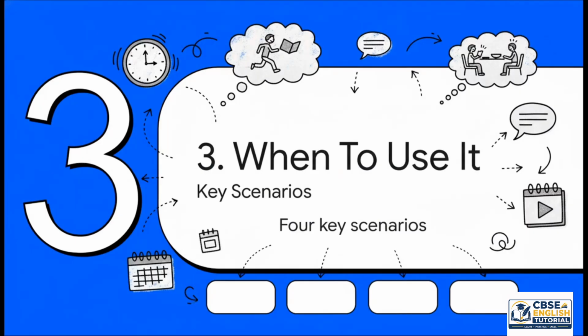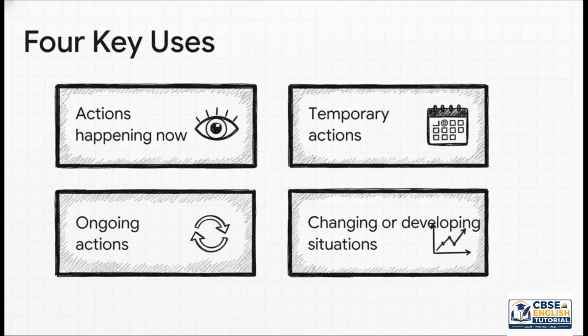Okay, so we've got the recipe, but when should you actually use it? Let's get into the four main situations where this tense is your absolute best friend. So here they are, the big four: talking about stuff happening right now, describing temporary situations, talking about ongoing activities, and pointing out things that are changing or developing. Let's look at an example for each one, shall we?